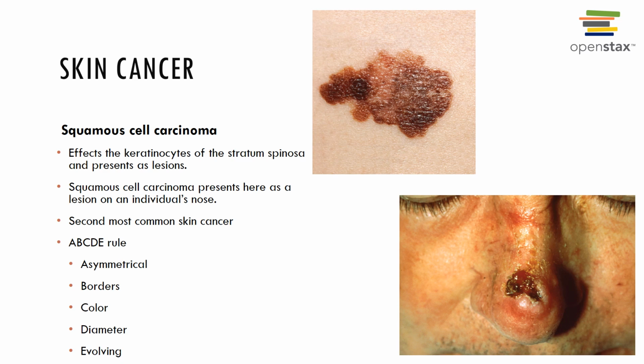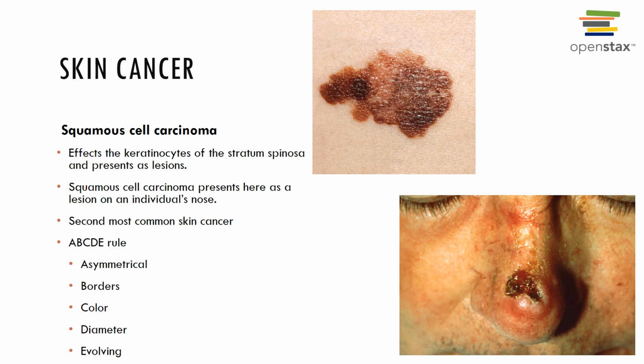Squamous cell carcinoma occurs in the stratum spinosum. The keratinocyte cells produce these scaly patches that can be found on the lower lip, ears, scalp, hands. It does have a faster metastasis, but it's still very easily treated when it's caught early. It involves the keratinocytes of the stratum spinosum. Most commonly, again, it's on the scalp, ears, lower lip, and hands. And it has a very good prognosis if treated by radiation therapy or removed surgically.